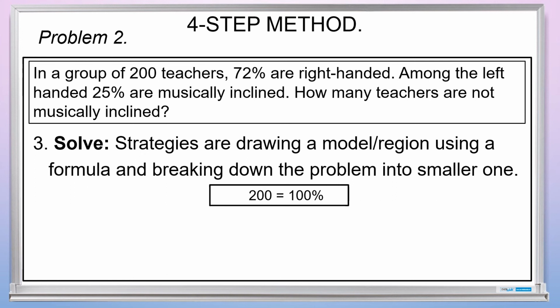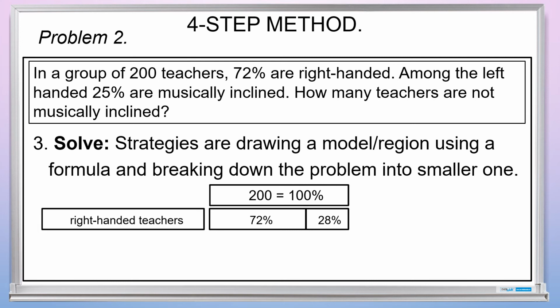To get the rate of left-handed teachers, I am going to subtract the given rate of right-handed teachers, which is 72%, from 100%. So, 100% minus 72% equals 28%. We have now 28% as the rate of left-handed teachers. Again, 72% are the right-handed teachers and 28% are the left-handed teachers.